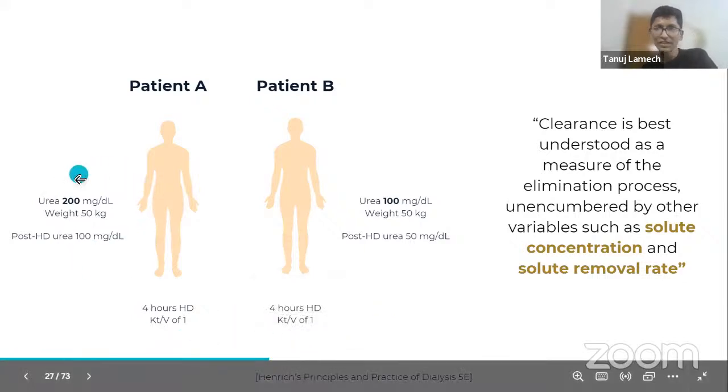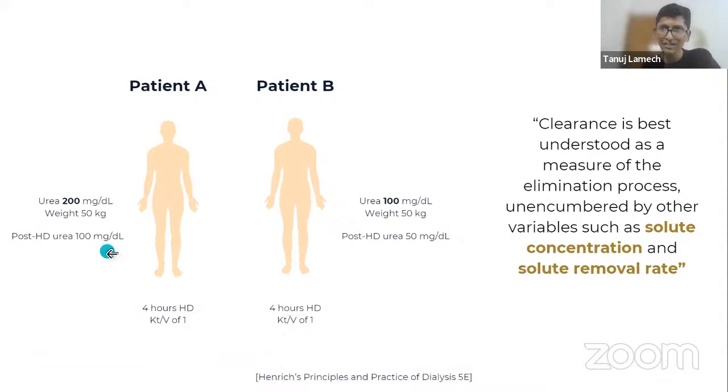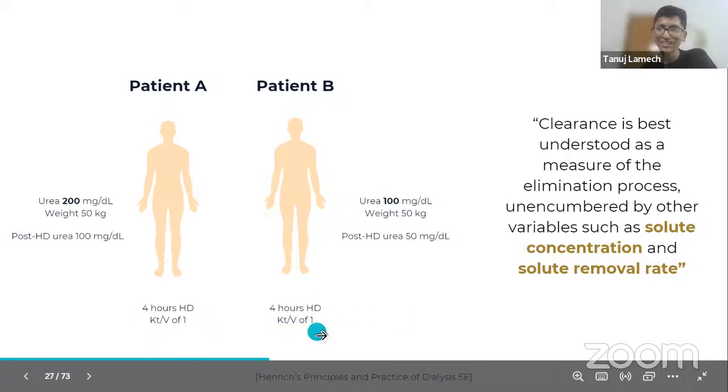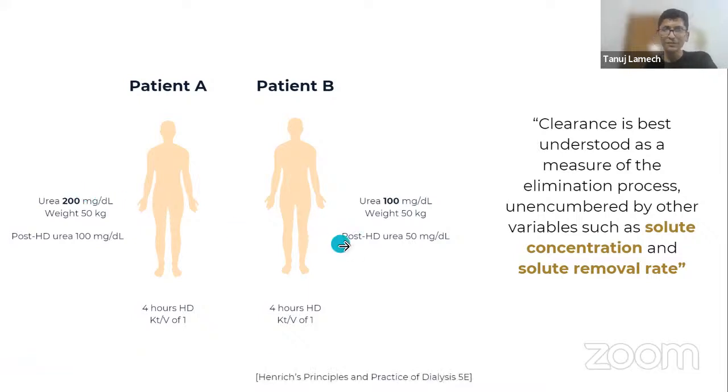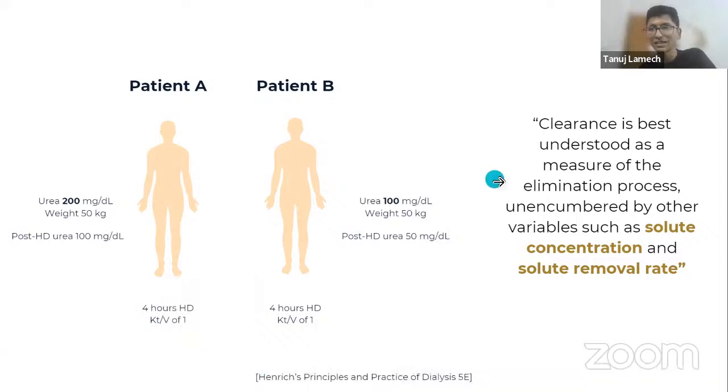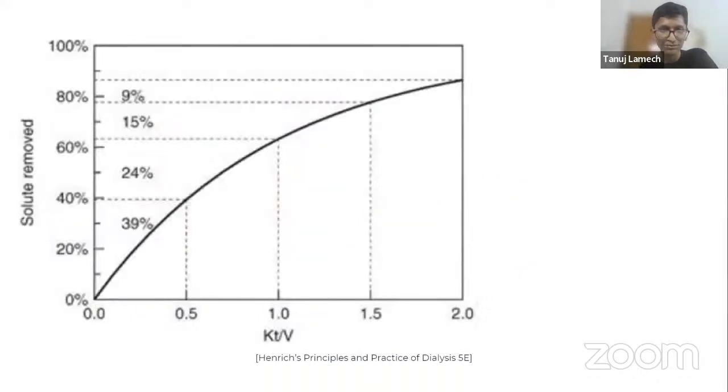But look at the amount of urea I've removed. From 200, it's gone to 100, so I've removed 100 milligrams basically. Here from 100, it's gone to 50, I've removed only 50. So it seems as if I've dialyzed this patient less. But actually, it's the same because Kt/V is the same, and that is independent of the initial urea. So Kt/V is independent of the solute concentration and the solute removal rate. It just means I have cleared the entire total body water once when I say Kt/V of 1. And that is true irrespective of whether the urea is 200 or 100 to begin with. So clearance is independent of the solute concentration and the solute removal rate.